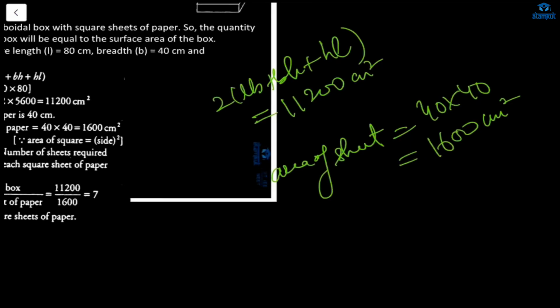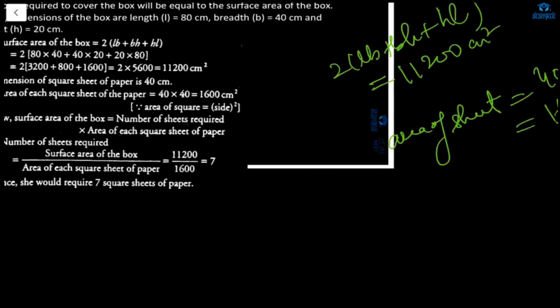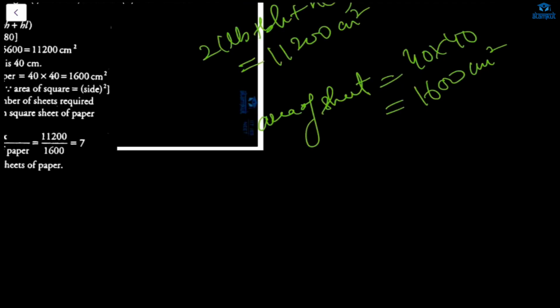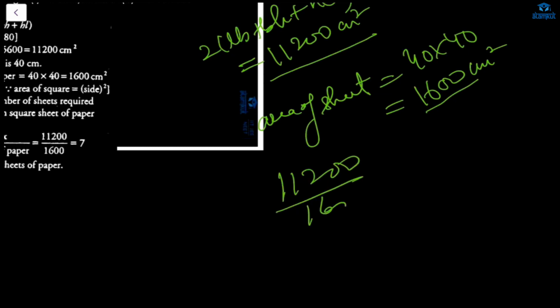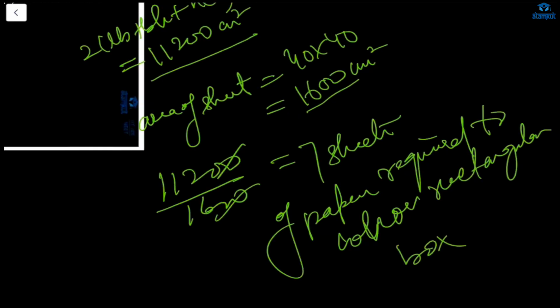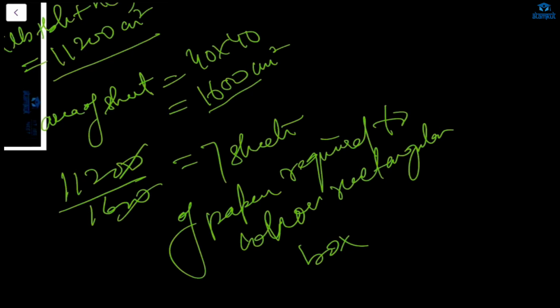Now we need to find out how many sheets will be required. Obviously, you have the complete surface area, and this is the area of one sheet. So you just divide this and you get the value. Yes, it will be 7. So 7 sheets of paper are required. Not a rectangular box, a cuboid box.